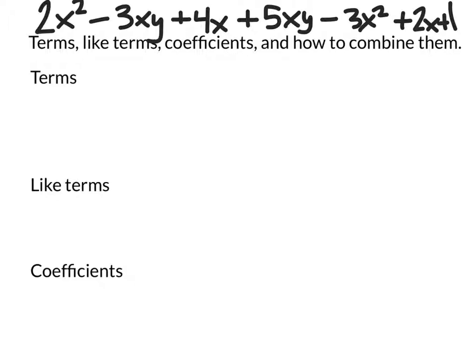So terms are separated by addition and subtraction, and they always take the operation that's immediately to their left, whether that's addition or subtraction. That operation will determine if it's positive or negative. So my first term right here would be 2x squared. The next term would be this negative 3xy.